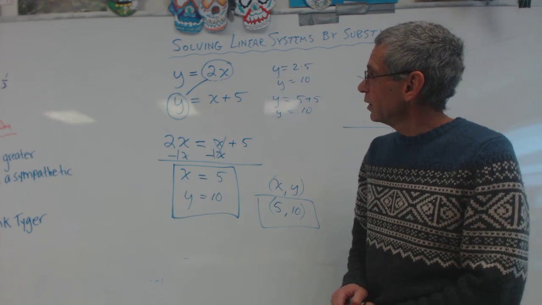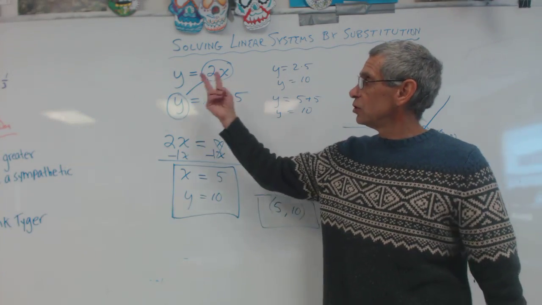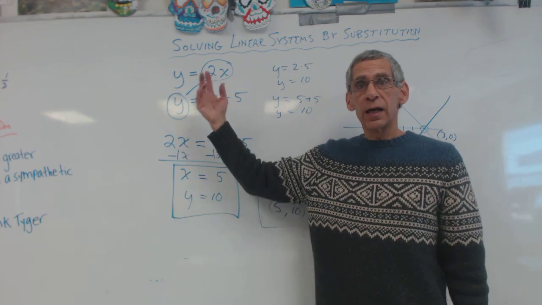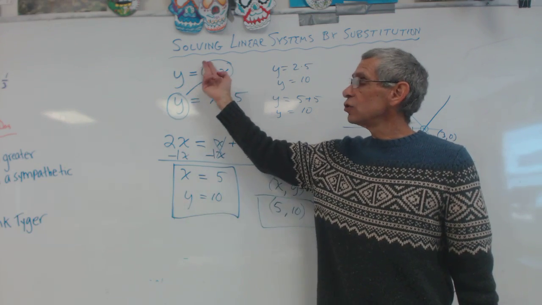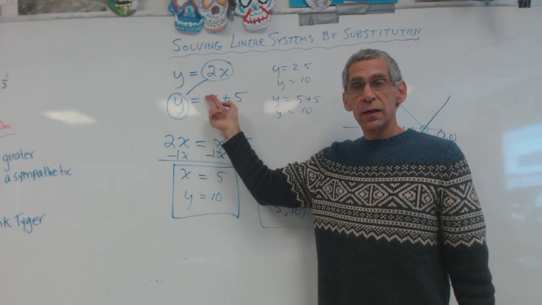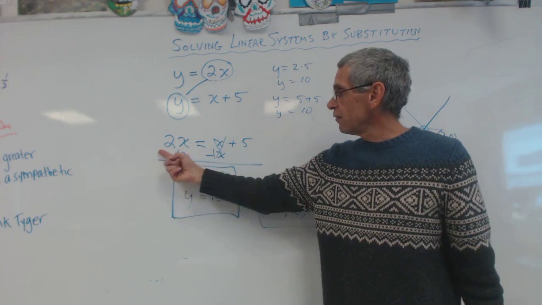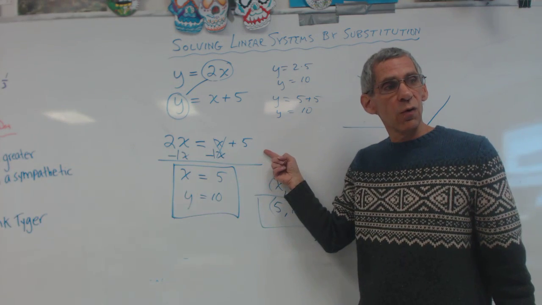Okay. So the key is, with substitution, you have to have something that says y equals. And you find what y is equal to, you circle it, and you substitute it into the other y. And then suddenly you have no y's left over.